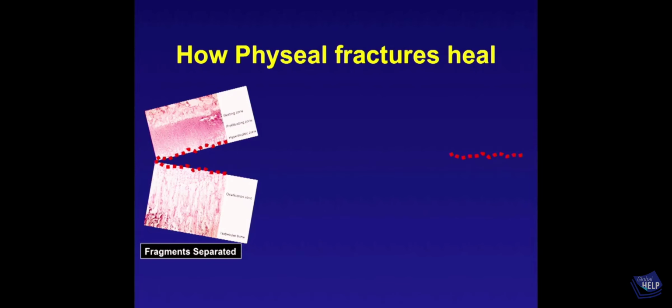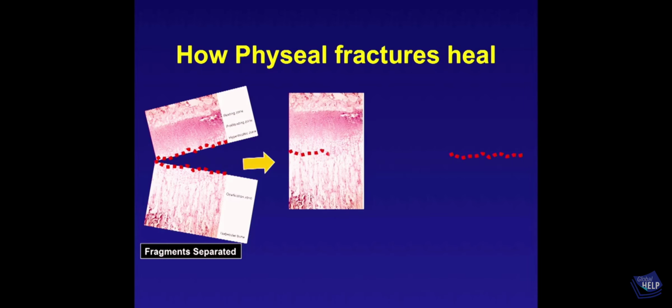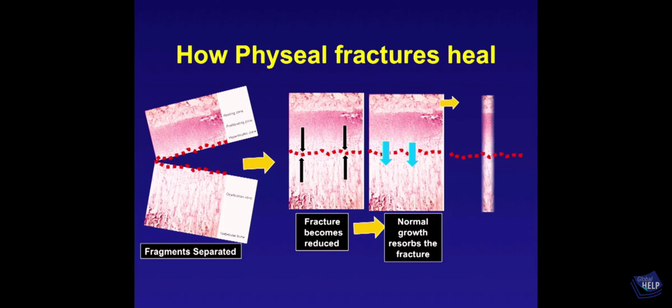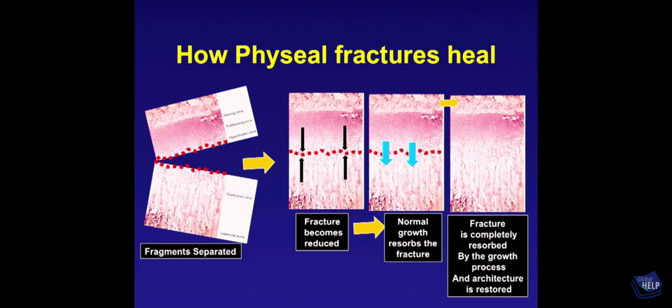When the two fragments are separated, what do you do as an orthopedic surgeon? Reduce it. You reduce it, that's right. You set the bones. And so the fracture becomes reduced, and now you have that fracture line. How does it heal? Well, it's very simple. The normal process goes along, and it reabsorbs that fracture line, by just the normal process of growth.